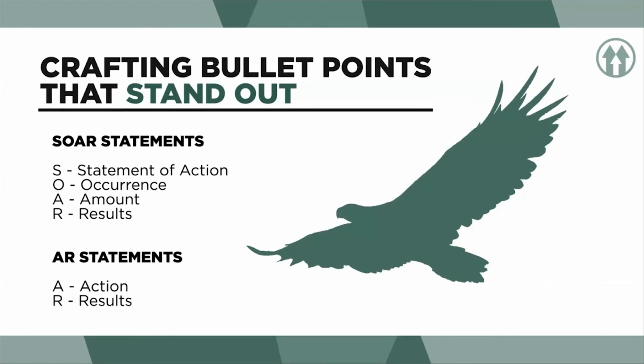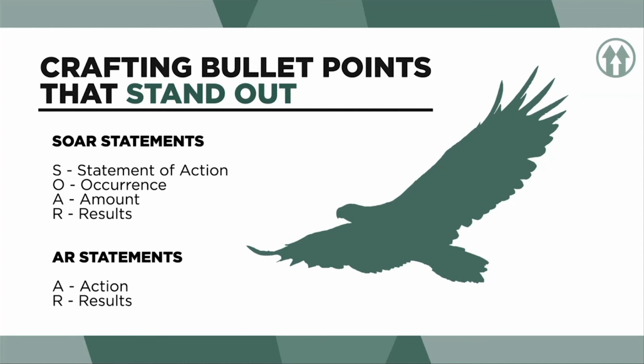All right, so this is the one that I really, really like. This is the one that's crucial when we're talking about content and articulating your skills and your experiences. All right, so we call it the SOAR method. Statement of action, occurrence, amount, and result. So when you're thinking about your content, what you've done on the job, if it's customer service, leadership, how can I build it out in the SOAR method?